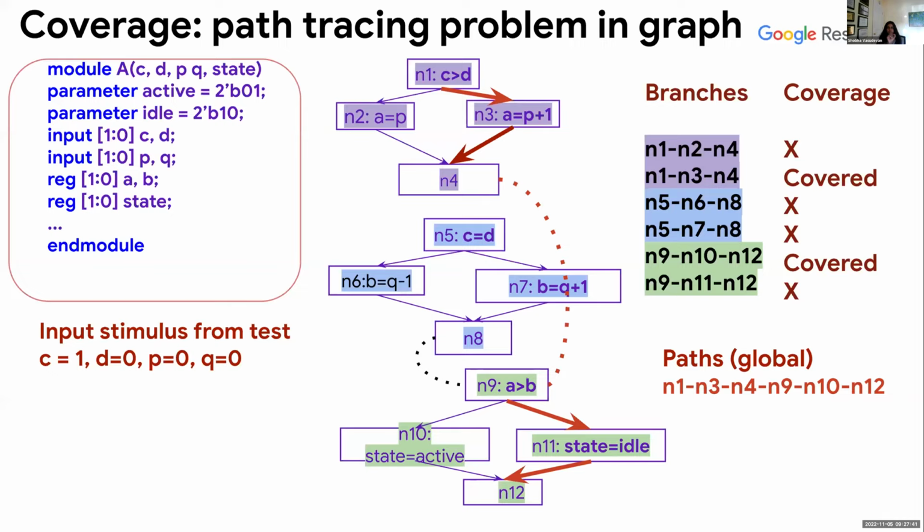Let's say that we got an input stimulus from a test, which has values on C, D, P, and Q as 1, 0, 0, and 0. For that input stimulus, this module would simulate along the red arrows, or the red dotted line. So when there is a single input stimulus from this test, the path that was activated was N1, N3, N4, N9, N10, N12. In terms of coverage, we would say that this input stimulus, this test, covered the red path. So test 1000, this vector, covered the red path. That's how we would phrase this.